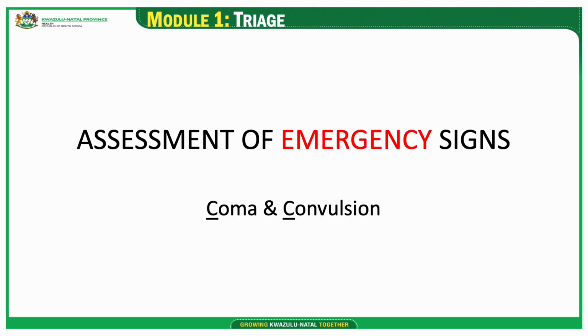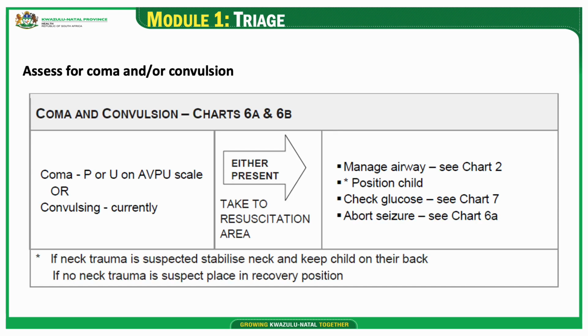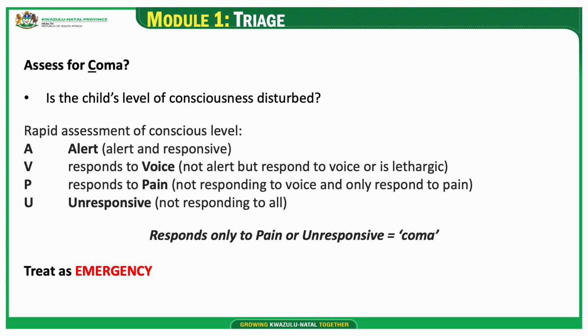The next emergency sign that we assess for is coma and convulsion. Coma, which is classified as a P or U on the AVPU scale, or a patient who is convulsing currently. If either of these are present, we take to the resuscitation area, manage the airway, position the child, again making sure we don't have neck trauma, check the glucose and abort the seizure.